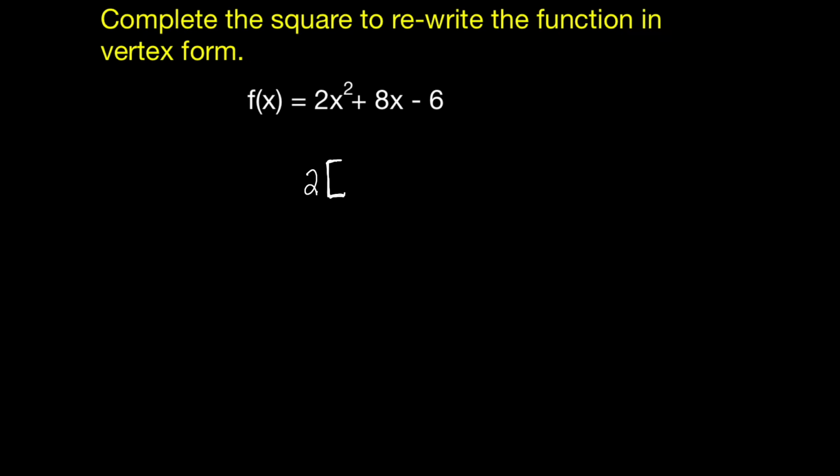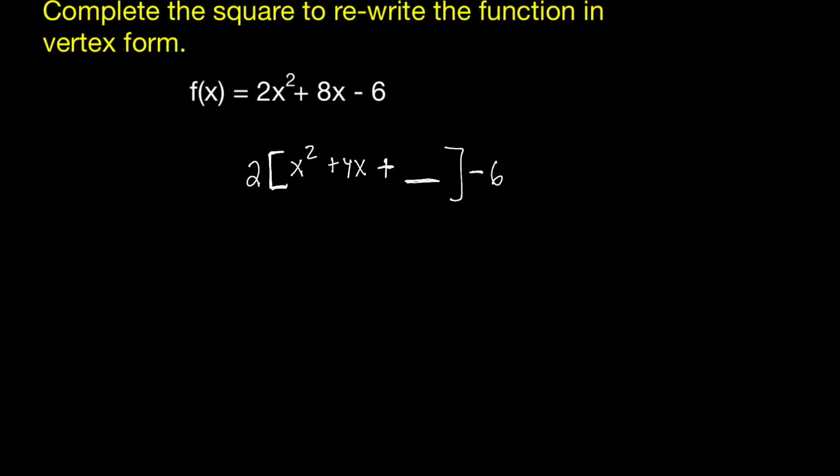But if I factor out the 2, now I've got to divide 2x squared by 2. That's going to leave me with the 1x squared, which is what I want. And then the 8x divided by 2, that's going to give me a 4x. I'm going to make some room because I'm going to complete the square. And I have this negative 6 outside. So I'm going to subtract 6.